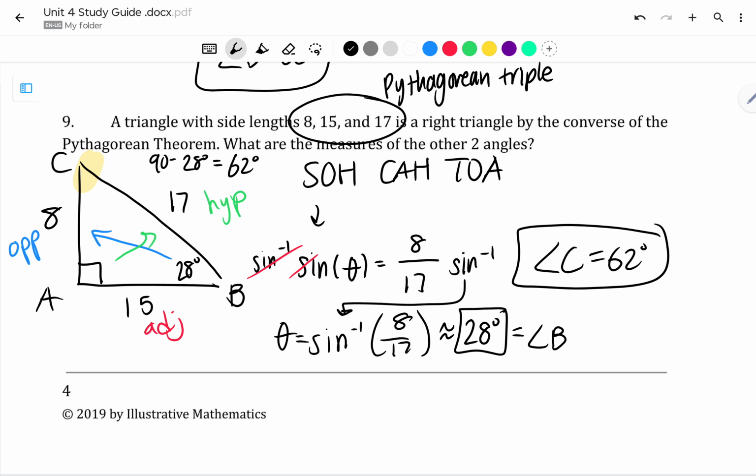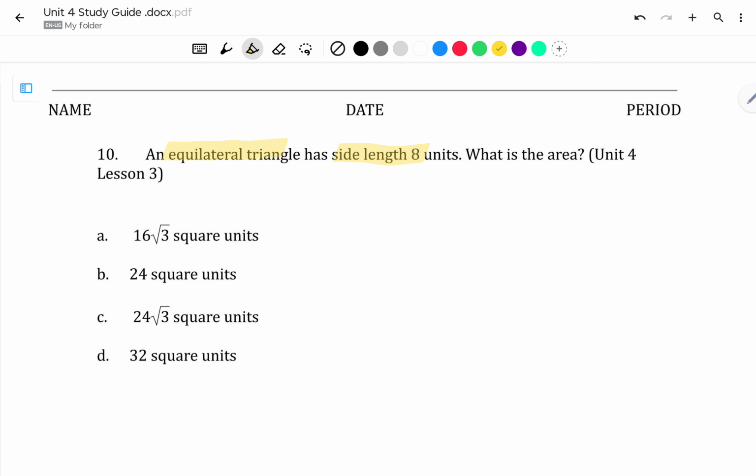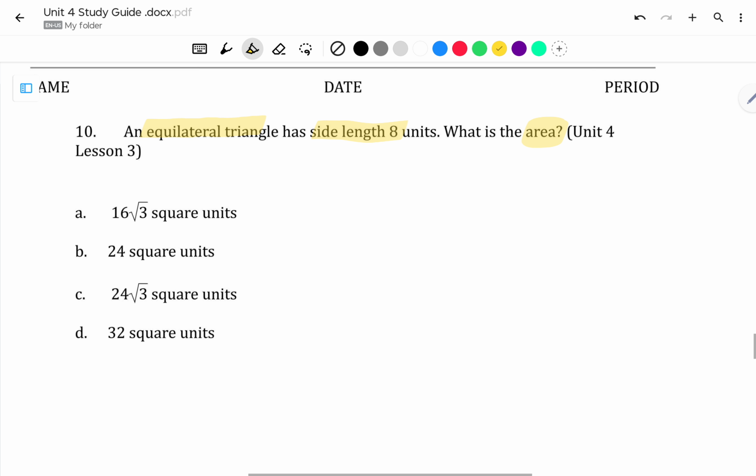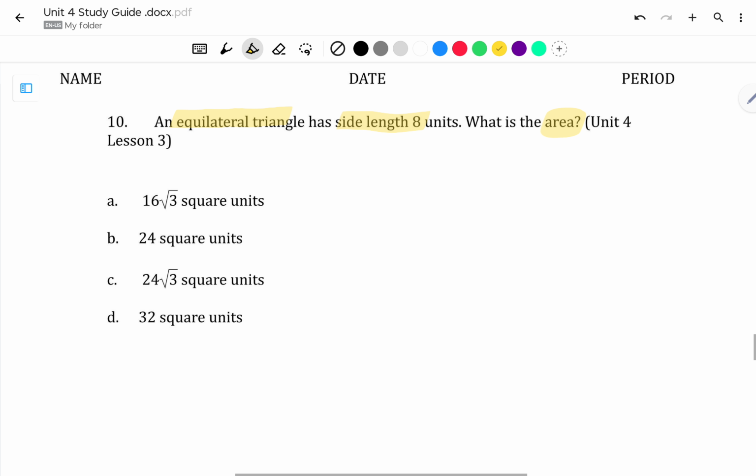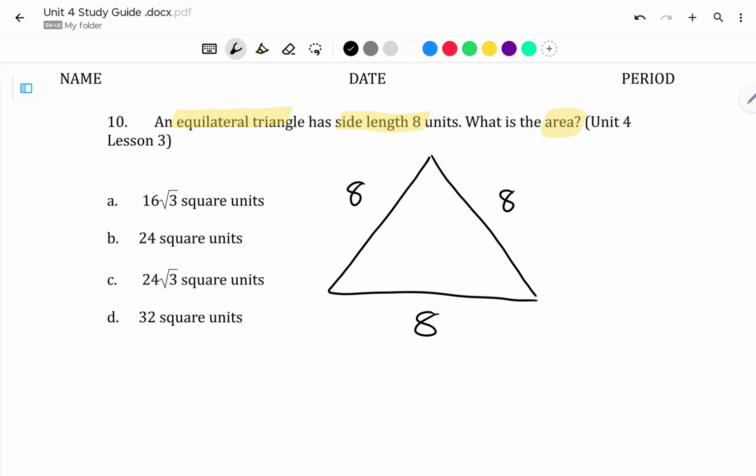Okay. Next. Oh, this one we did in class, but if you missed it, I'll just go over it one more time. Let's do this. Equilateral triangle has side length 8 units. What is the area? Ooh, area. I don't know if you guys remember what area means. So, I mean, you should know, but maybe you don't remember the formula. Again, equilateral triangle means that all three sides of the triangle are the same. So 8, 8, 8. Again, our angles all have to be 60 degrees.